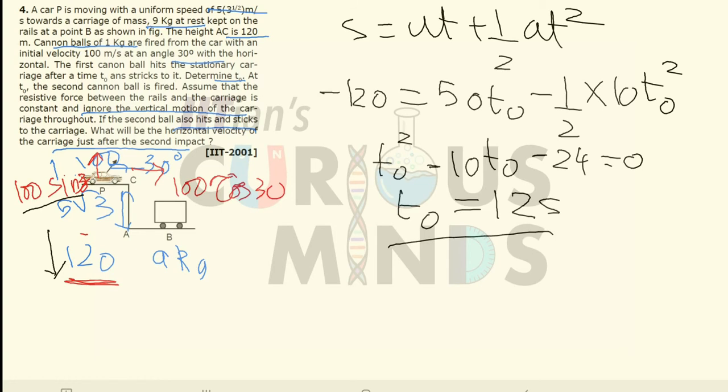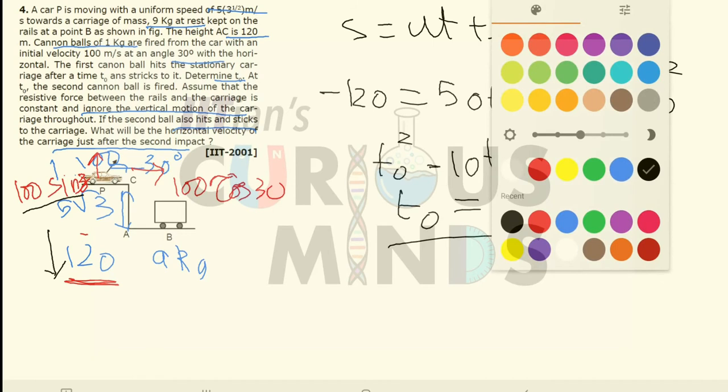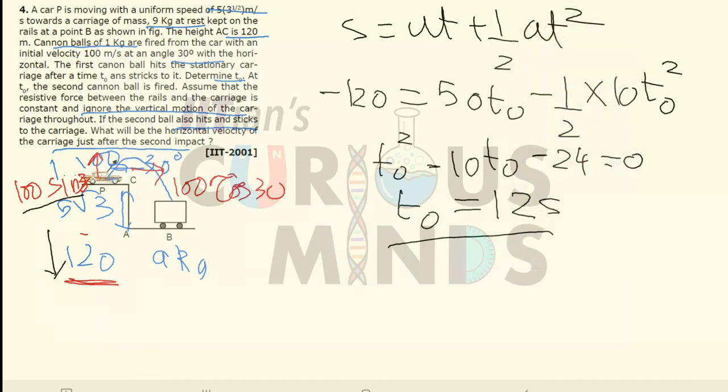Now the carriage is initially stationary. Let us find out the rest of the values over here. We have to find out what will be the velocity after the second cannonball hits the carriage. First, let us find out the velocity when the cannonball hits the carriage the first time. The cannonball is fired like this and hits the carriage. Its velocity in the horizontal direction will remain the same, and I will conserve the momentum only in the horizontal direction, because in the vertical direction all the forces have to be neglected.